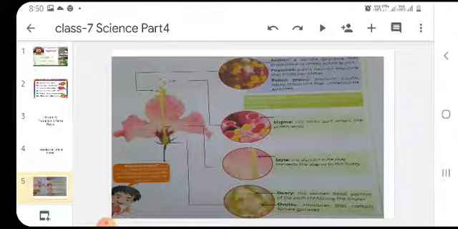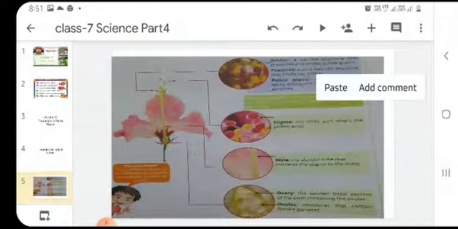So dear students, these are the reproductive parts of a plant. Did you know that the number of stamens, the male reproductive part that consists of an anther and a filament, in a flower is usually the same as the number of petals?